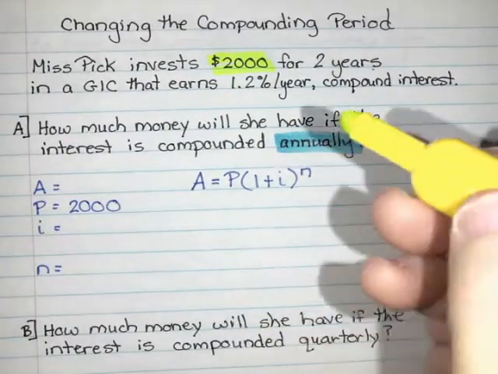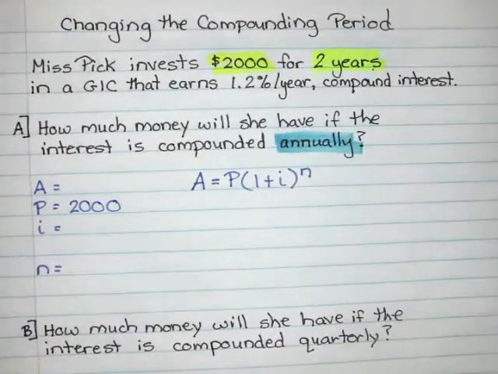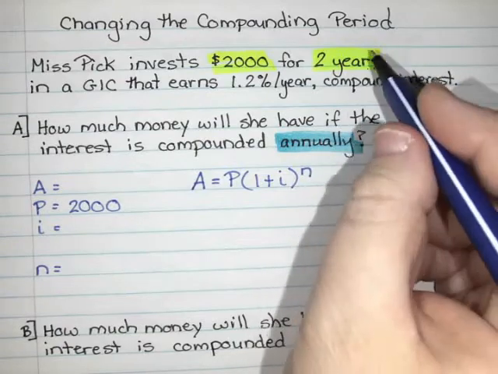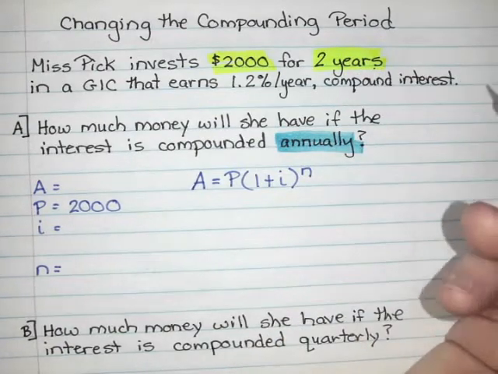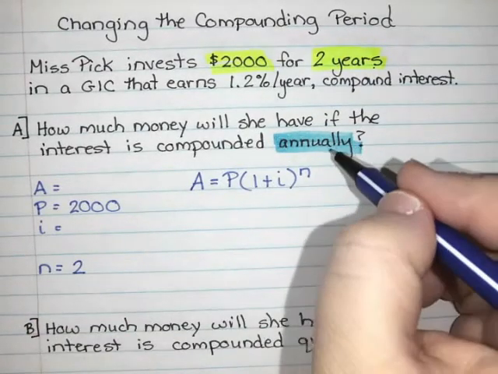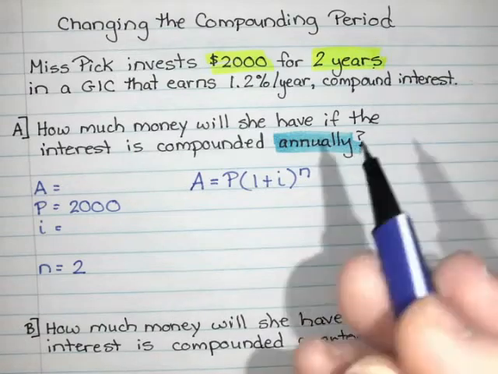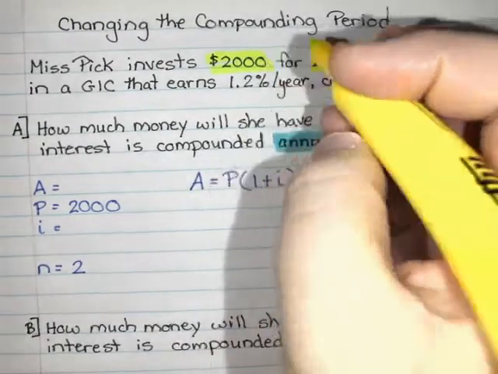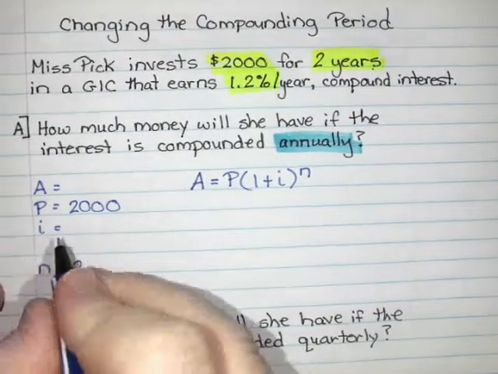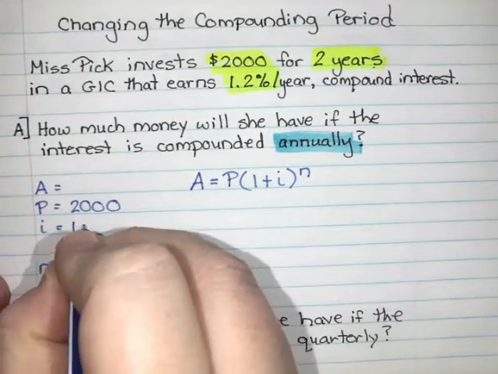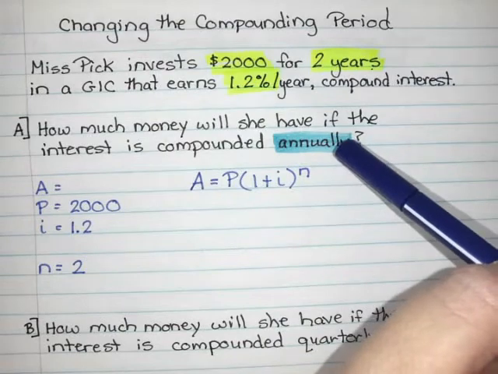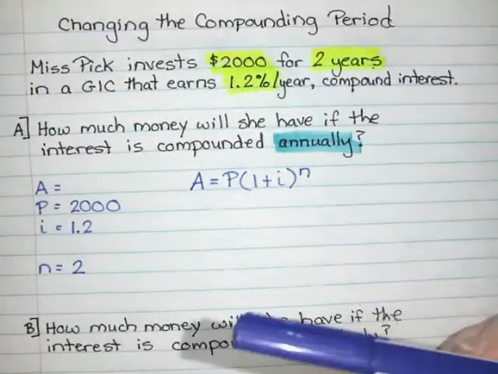All right, and we're investing for 2 years. So 2 years means if we're getting our interest annually, we are earning interest twice, once each year. So my N value is going to be 2 for 2 years because we are earning interest every year. And then it also says that I am earning 1.2% per year in compound interest. So that means my interest rate is 1.2%, and that is per year. So I'm getting my interest every year. So once a year, I get 1.2% worth of interest.